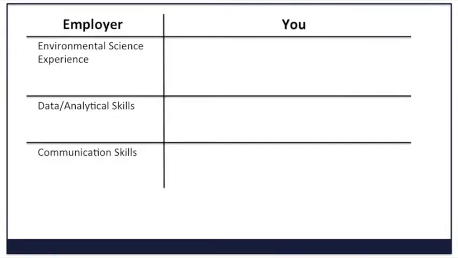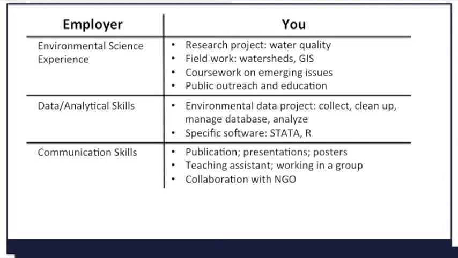Based on these major categories of key phrases, you can make a T-chart. In this chart, list the categories of knowledge or skills that an employer wants on the left side. On the right side, you can start to brainstorm the various ways in which you have experience with these categories.